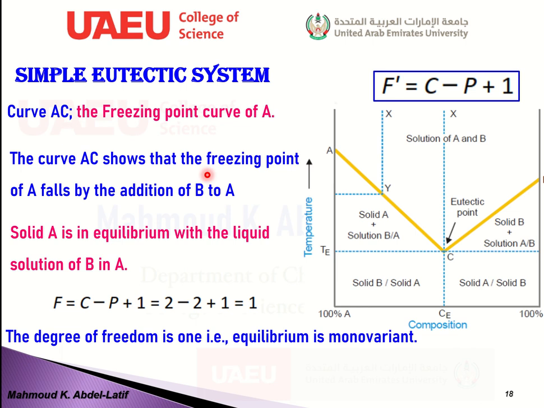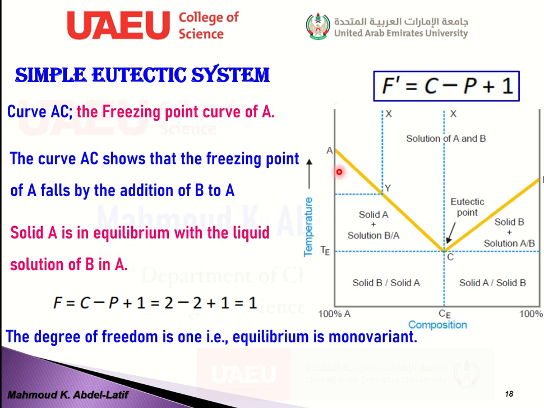Let us talk about curve AC. What does it mean? AC is the freezing point curve for A. Once you cool down, you separate A as a solid. This curve AC shows the freezing point of A, which decreases by increasing the amount of the other component, that is, it falls by addition of substance B to substance A. Solid A is in equilibrium at that line. Solid A will be in equilibrium with the liquid solution of B and A.